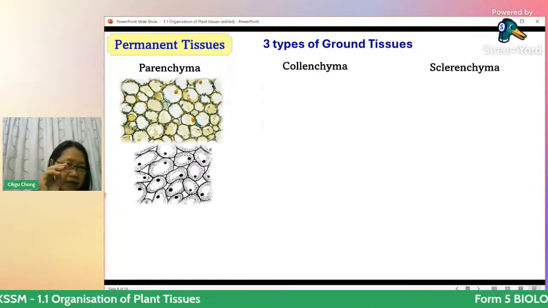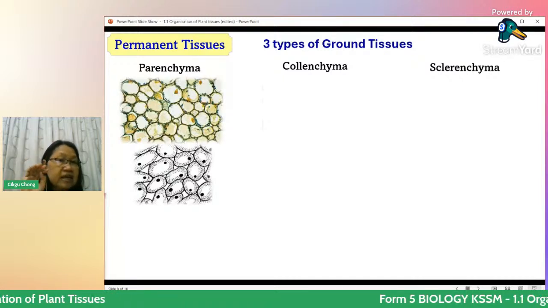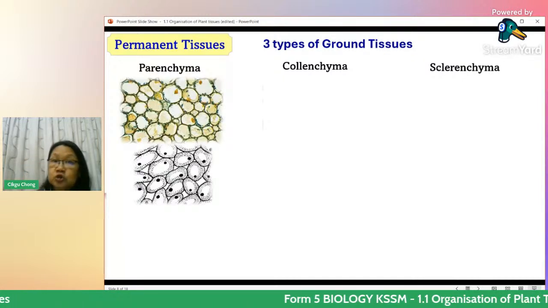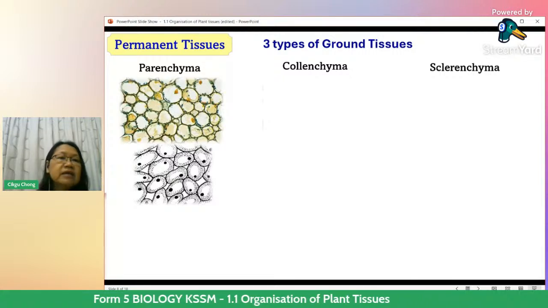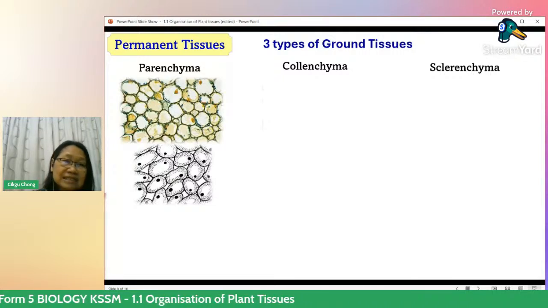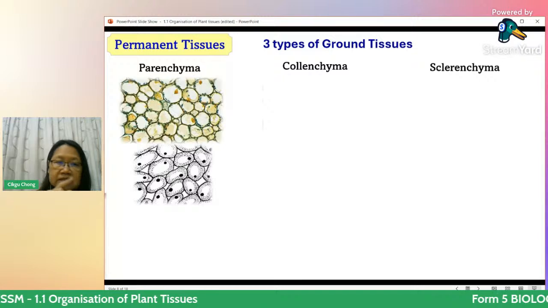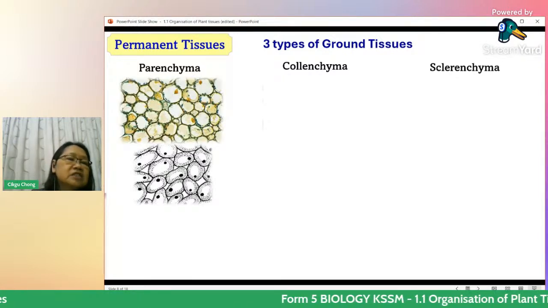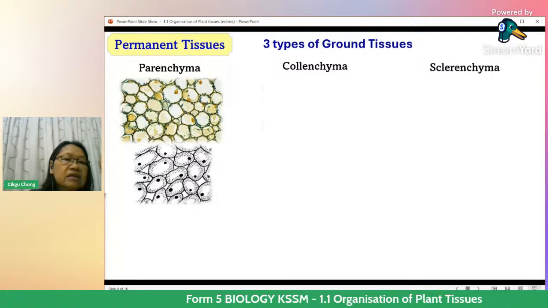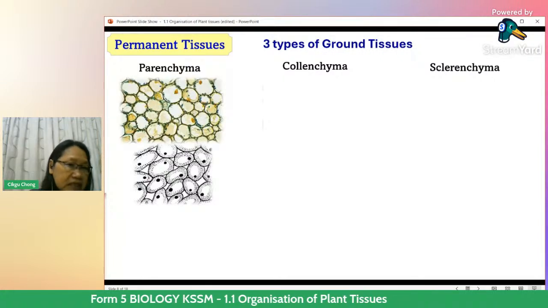The first picture up there is the actual picture taken under the microscope. The second one is a drawing. You will see that there's a nucleus. The black dot here is the nucleus, and this parenchyma cell has a very thin cell wall. And you can also see that there are tiny little spaces between each cell.